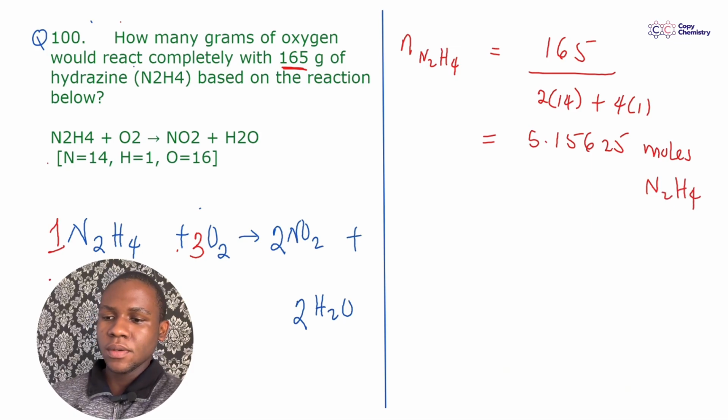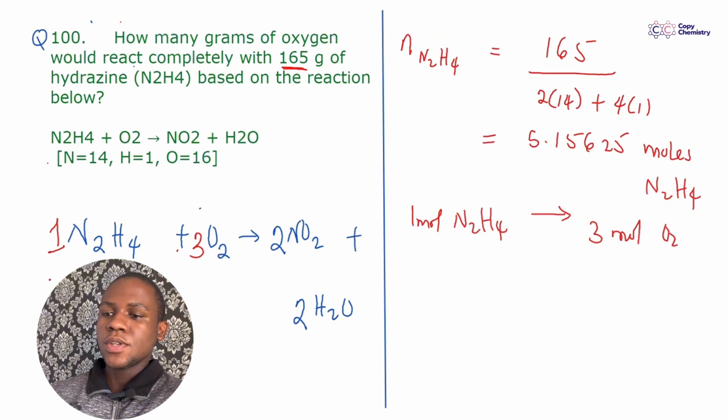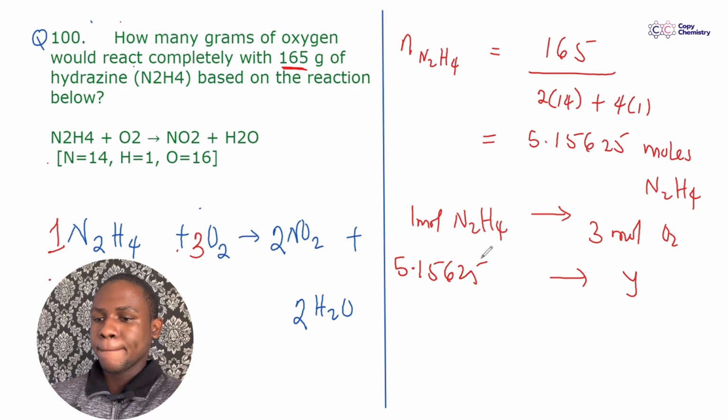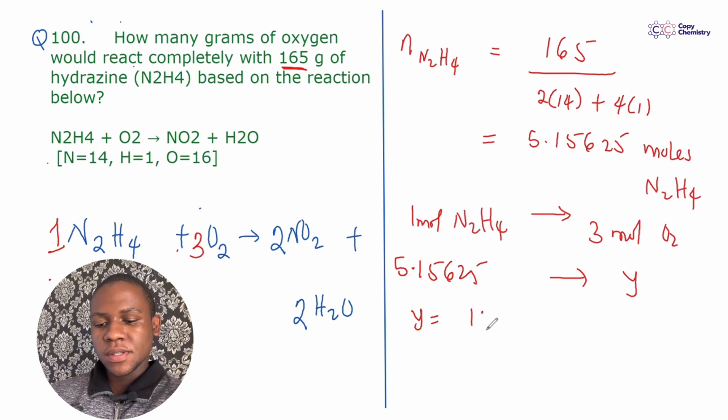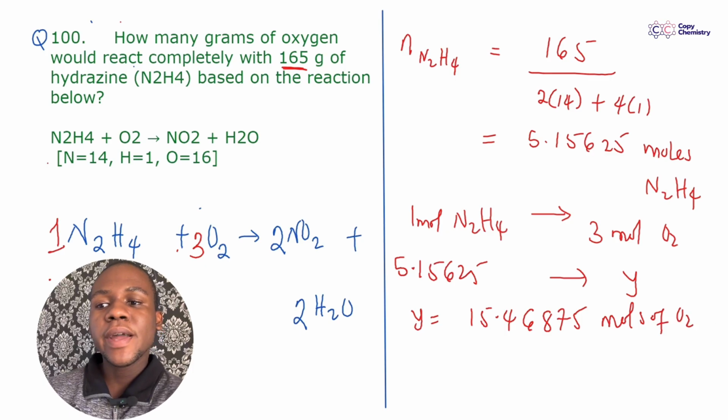N2H4. Okay, now 1 mole of N2H4 reacts with 3 moles of O2, right? So if you have 5.15625, it's going to react with Y, and then you calculate Y as 5.15625 multiplied by 3. So your Y becomes 15.46875. This is the number of moles of O2 that should completely react with 5.15625 moles of N2H4. Now we're almost done.